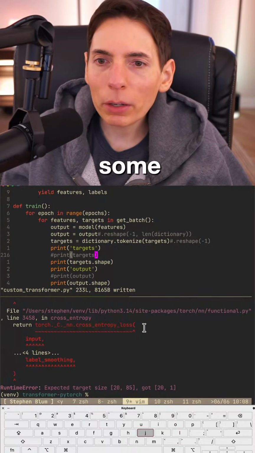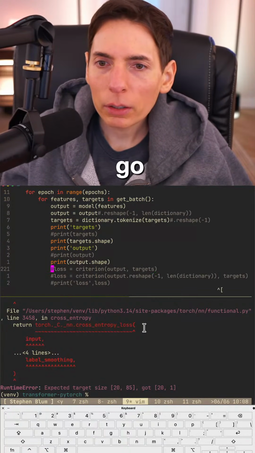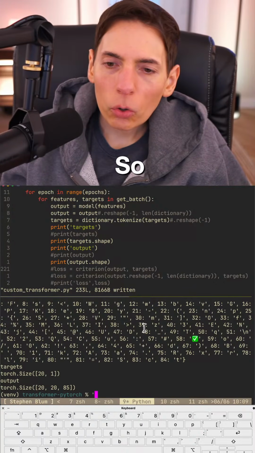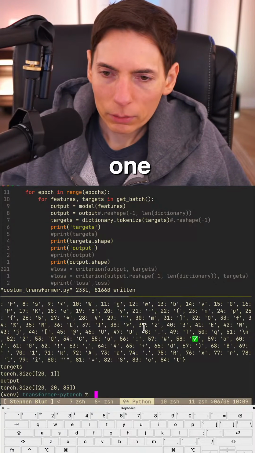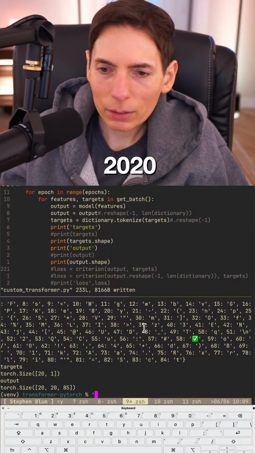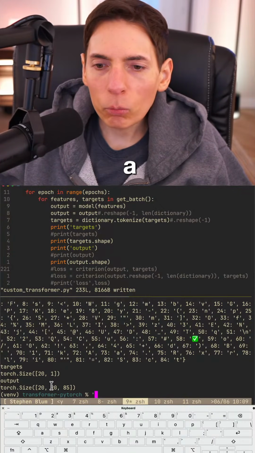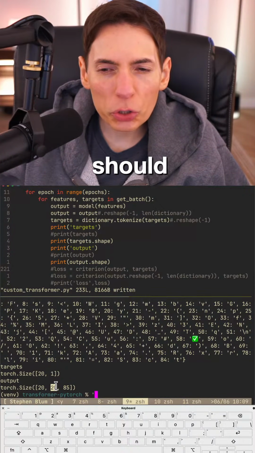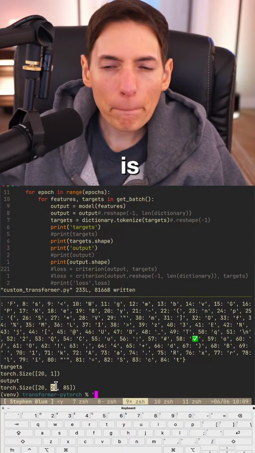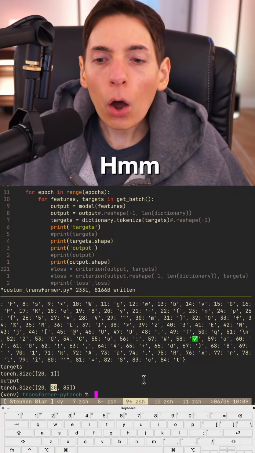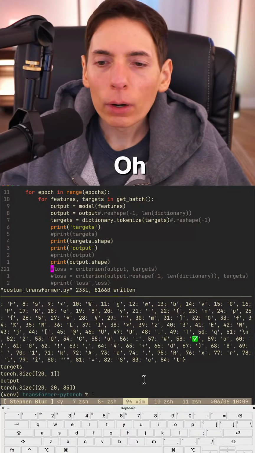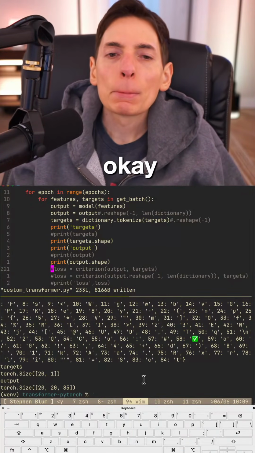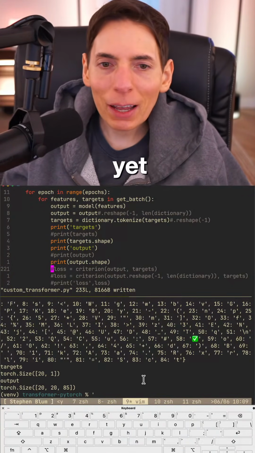Oh, so we got some better shapes there. All right, here we go. Let's get rid of this really quick. So 20 by 1, 20, 20. Basically, I've got a window of 20 token input, and the output is... Oh, I think I know what's going on. Streaming early, yeah, we're streaming early.